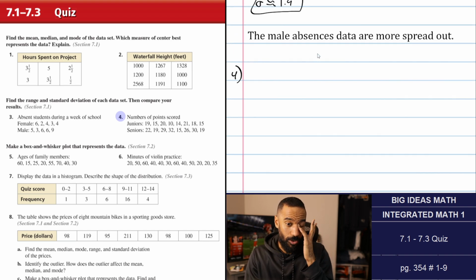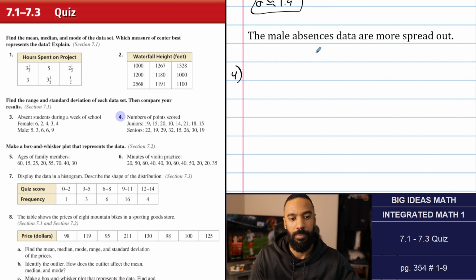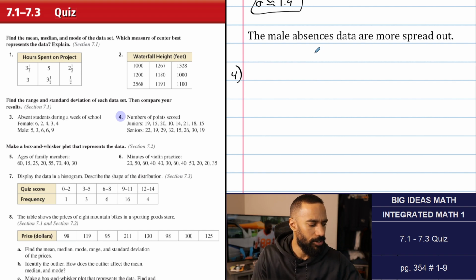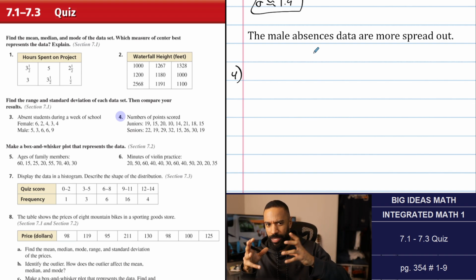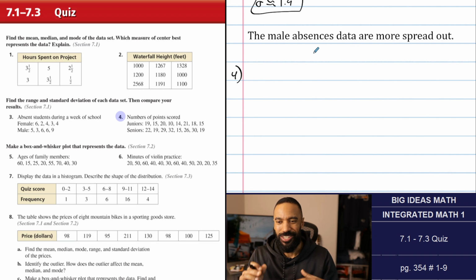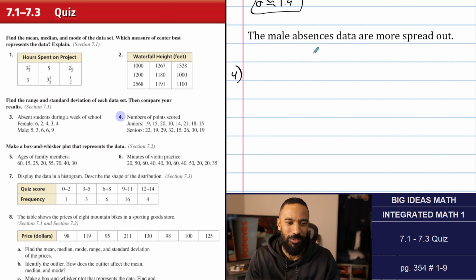Number of points scored by juniors and seniors. I'm curious as to what sport this would be and how it's spread out. If this is a basketball game, man, these are great point spreads. So I don't know specifically what we're talking about here. So let's start going. So the range and standard deviation. Range ain't much. We know that. Let's find a way to sort this better.